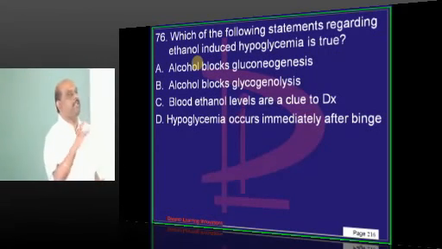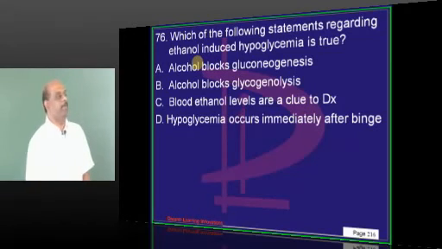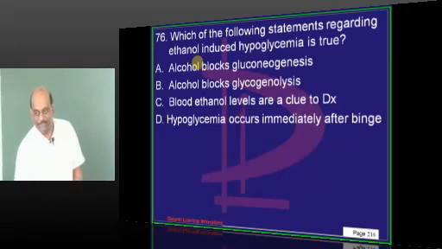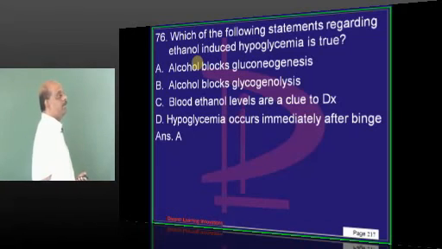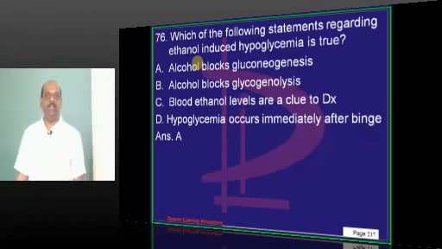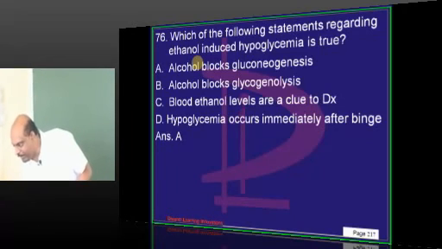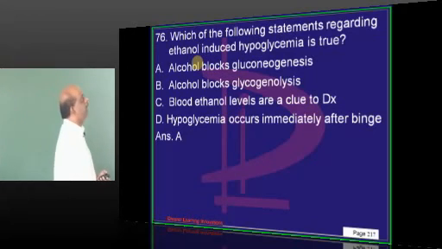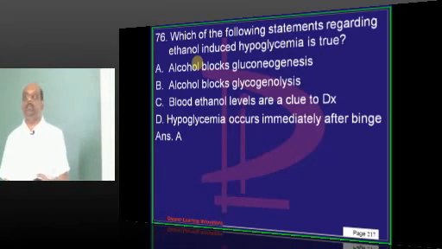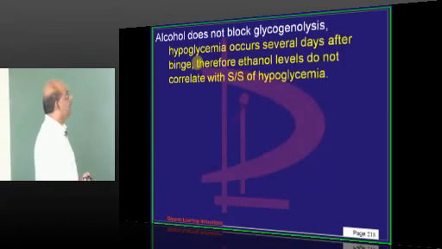Ethanol induced hypoglycemia. Why will it occur? Why do people who drink alcohol go into hypoglycemic states every now and then? Gluconeogenesis. Alcohol is known to block the ability of the liver to do gluconeogenesis, is what needs to be remembered.